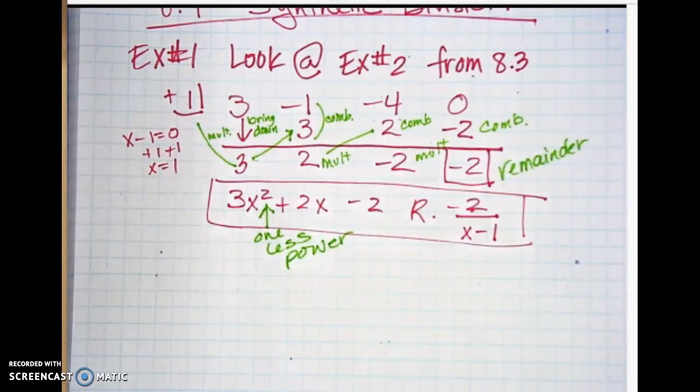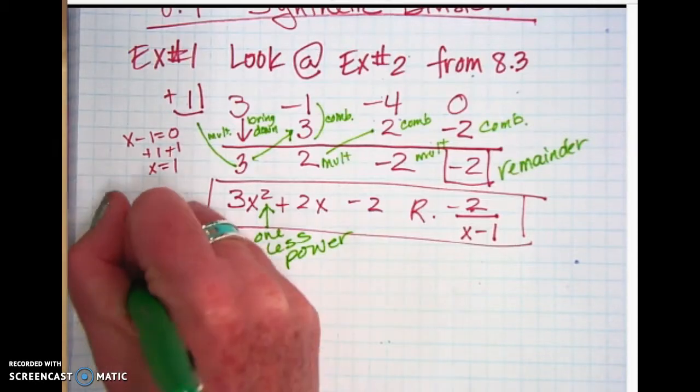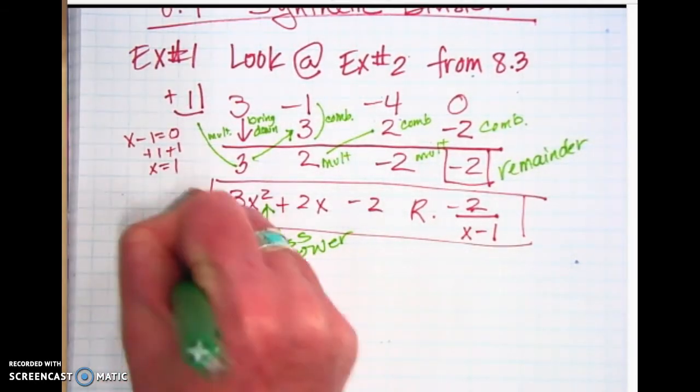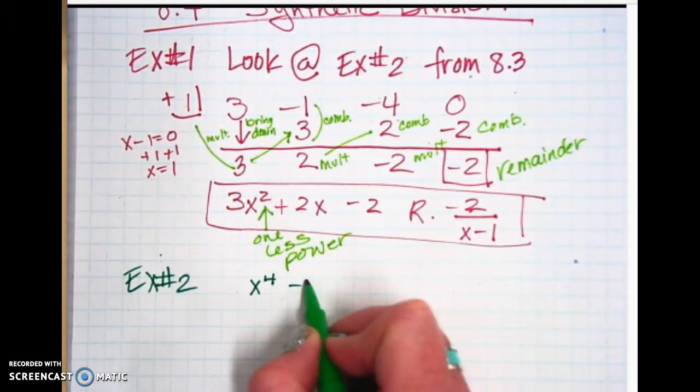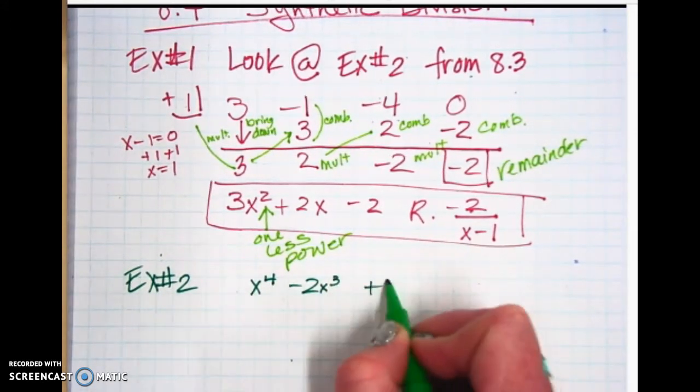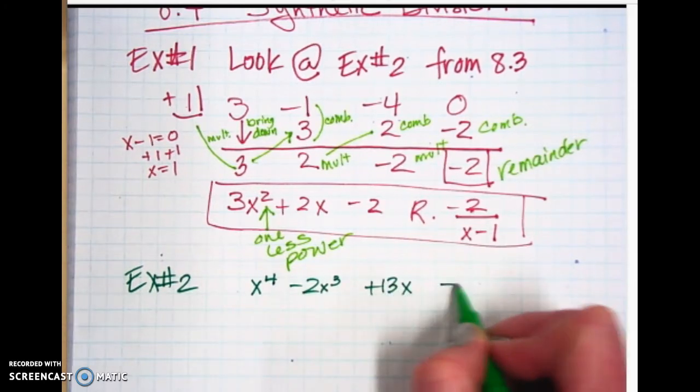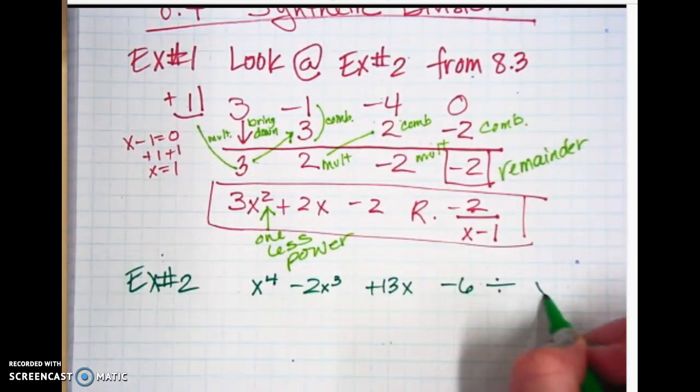All right? I have 2 more examples. One of them you're going to copy down in your notes, and one of them you're just going to sit and watch. Okay, so example number 2. We're going to take x to the 4th minus 2x cubed plus 13x minus 6 divided by x plus 2.